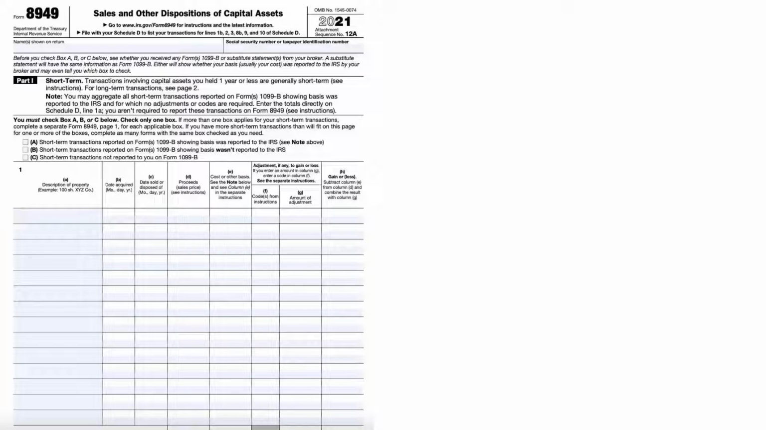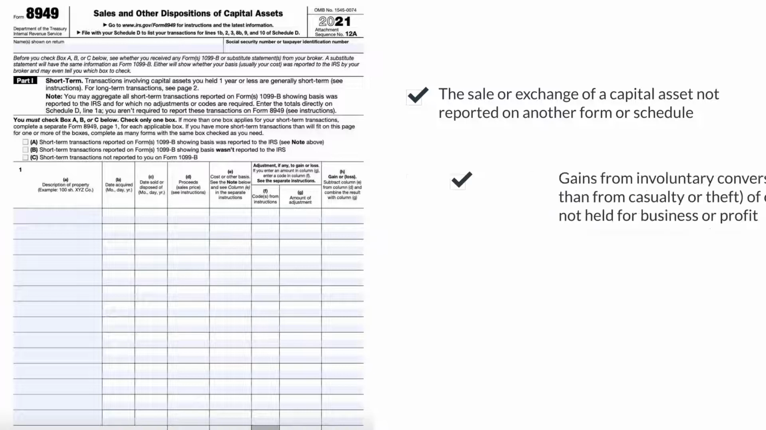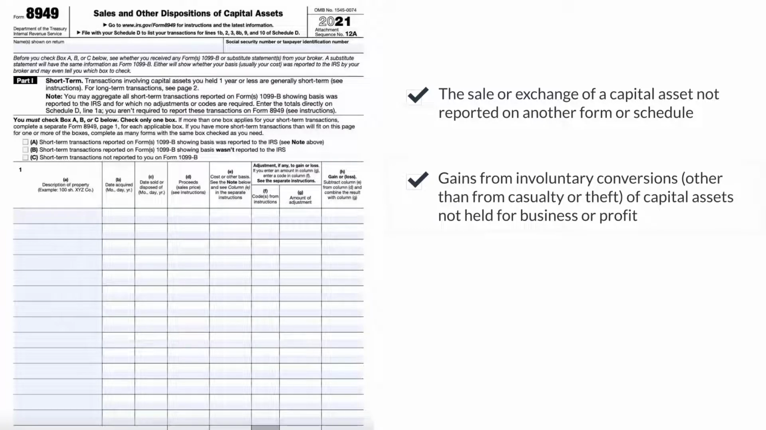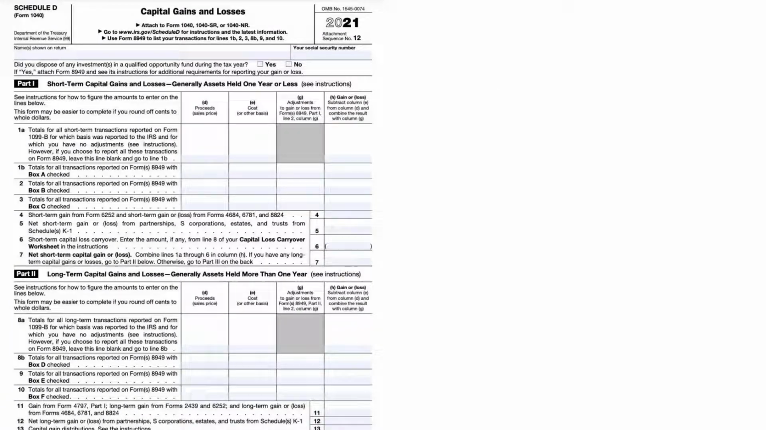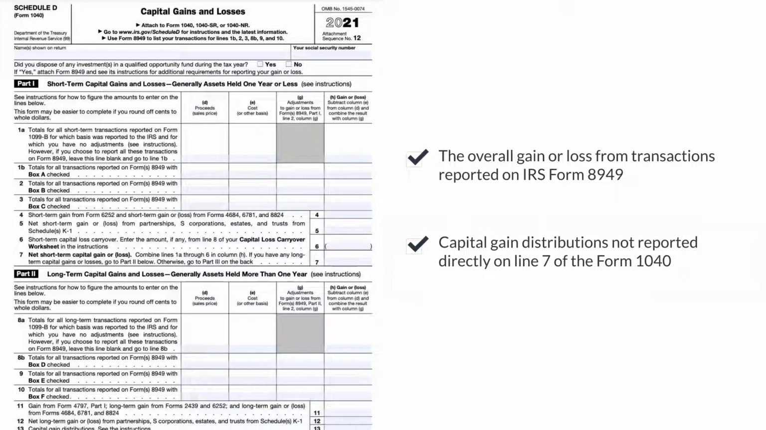IRS Form 8949 is used to report the sale or exchange of a capital asset not reported on another form or schedule, gains from involuntary conversions other than from casualty or theft, of capital assets not held for business or profit, or non-business bad debts. Schedule D, Form 1040, is used to report the overall gain or loss from transactions reported on IRS Form 8949, or capital distributions not reported directly on line 7 of the Form 1040.